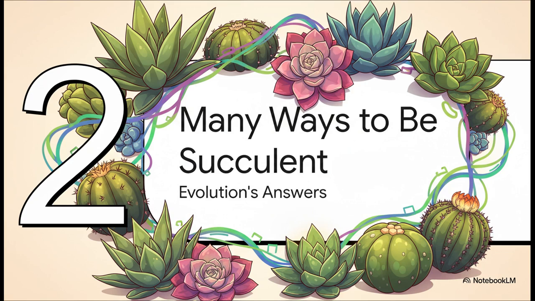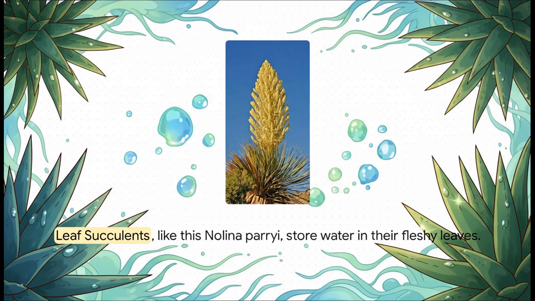Okay, so a plant has gone down the succulent path, but we can just ask our question all over again. Are there different alternatives for how to be a succulent? And the answer is a resounding yes. Evolution has come up with a ton of different ways to solve this problem. For starters, you've got your leaf succulents, like this Nolina here. They concentrate all their water storage right in their leaves. Think of an agave or an aloe plant.